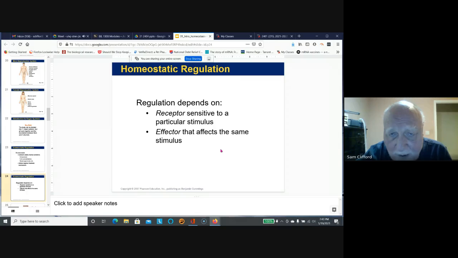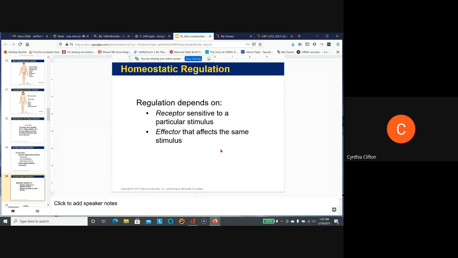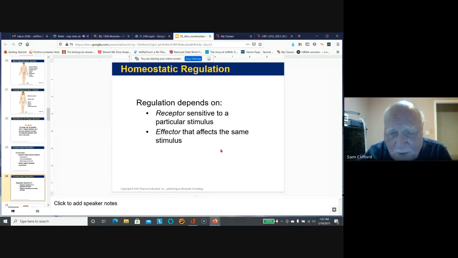Everybody knows that your body is constantly monitoring your skin temperature. So a receptor is going to tell your brain and your central nervous system, suppose you're getting very cold. The effector is going to start your shivering and moving your muscles and maybe getting out of the cold. So you have to have a receiving unit that tells the central nervous system what is happening, and you have to have an effector that helps adjust.